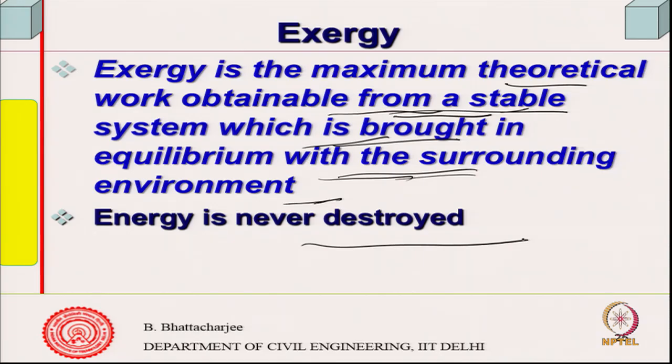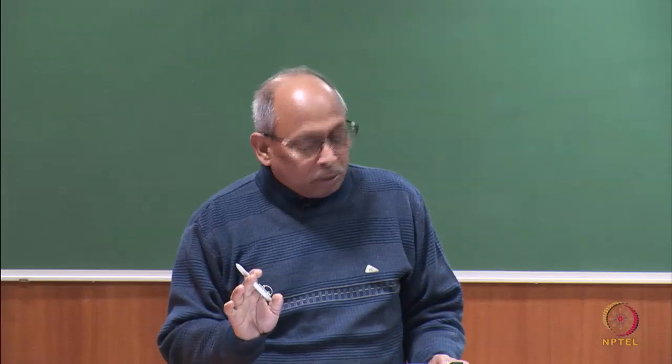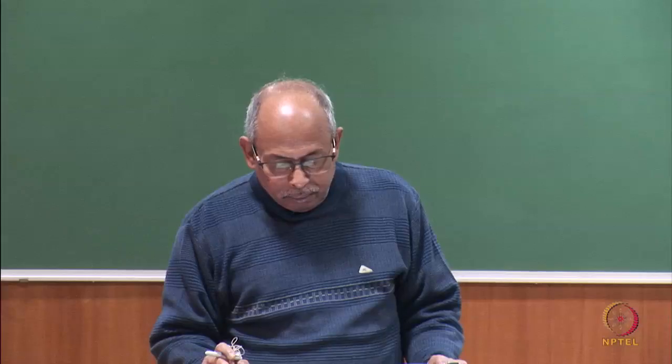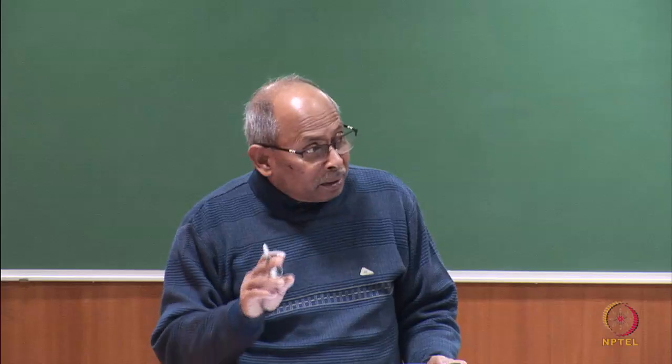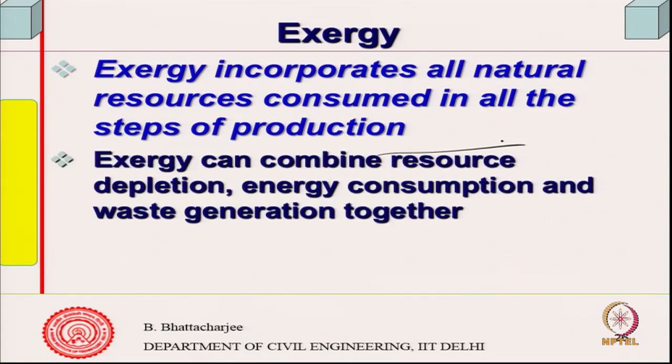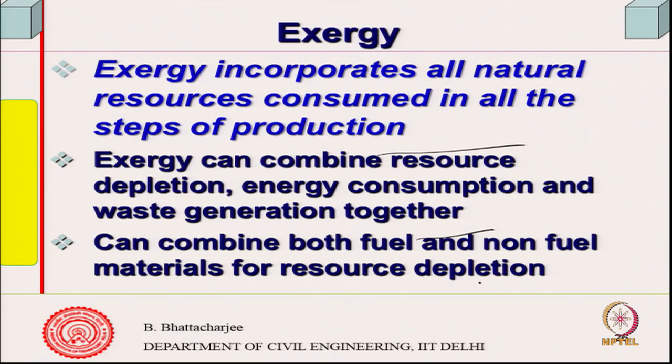Energy is never destroyed, but work potential is destroyed, work potential is lost, right. Energy is never destroyed, this is irreversible, exergy is destroyed, right. Okay. Yeah, this is a little bit fast. Energy incorporates all natural resources. Exergy can incorporate all natural resources consumed and can combine resource depletion, energy consumption, etc., but I do not think at the moment we have a theoretical model to do that. So, it can combine both fuel and non-fuel materials, so using Exergy, the work potential you can actually combine, or all the processes can be combined.